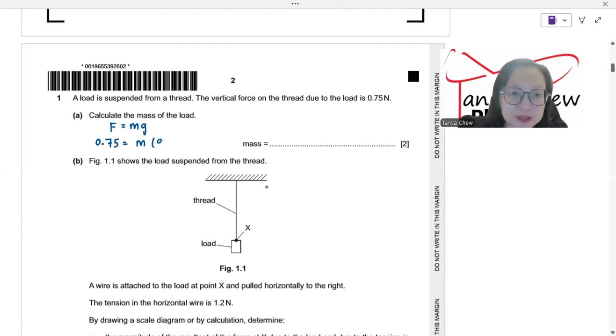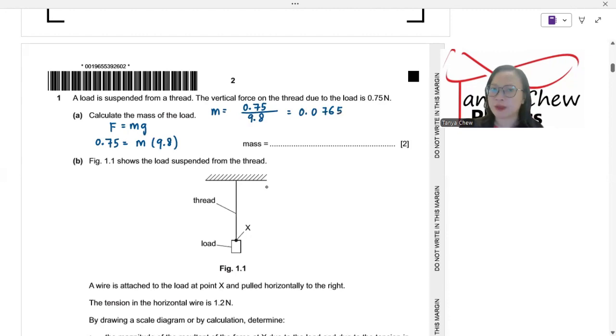So m times 9.8. All you need to do is move the numbers to the left-hand side, 0.75 divided by 9.8. You should be getting 0.0765. What is the unit of mass? It is in kilogram. Before you fill in the blank, make sure that your answer is in minimum two significant figures, maximum three significant figures. So I'm going to put it in terms of two significant figures, which is 0.77 kilogram. Make sure that you put it in 2 to 3 significant figures and make sure that the unit is correct.